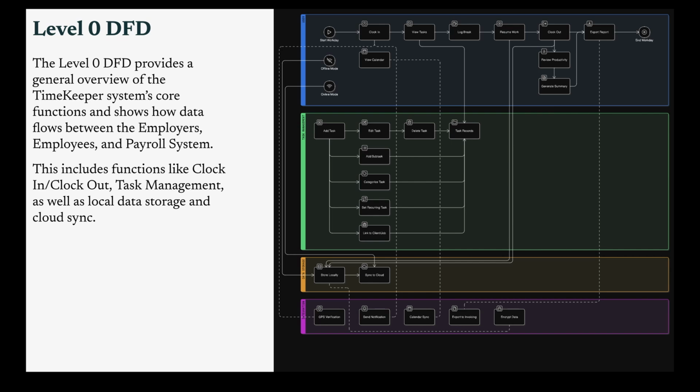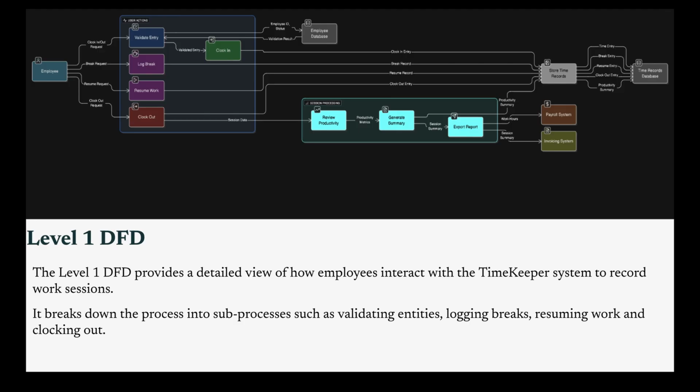The level 0 DFD goes a little deeper. It breaks the system into its major internal processes. And here we can see the interactions between employees, managers, and payroll, and how data is stored both locally and in the cloud. This diagram shows the system's main functions and how they connect.